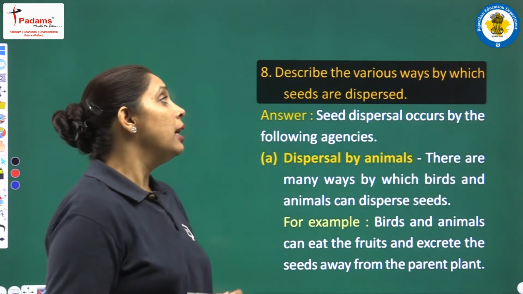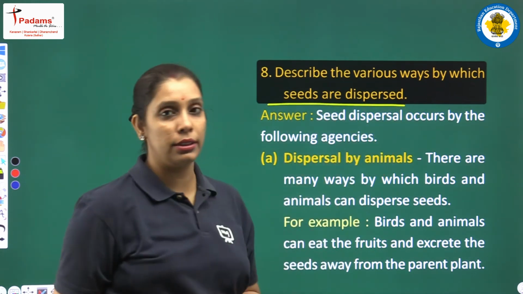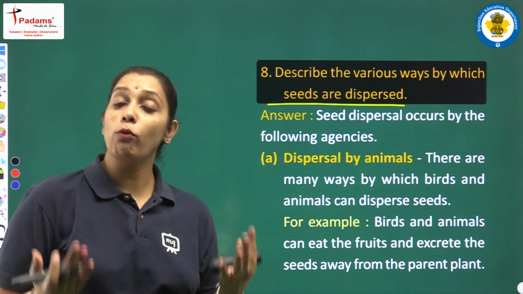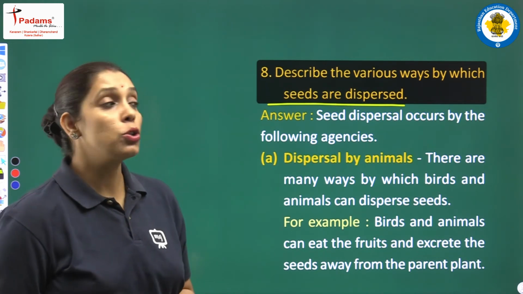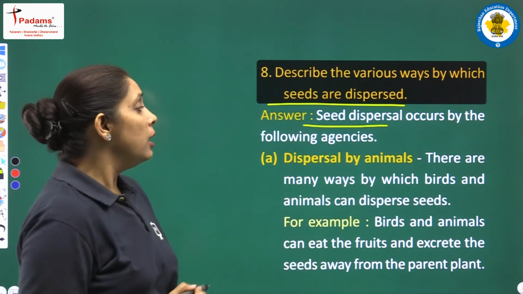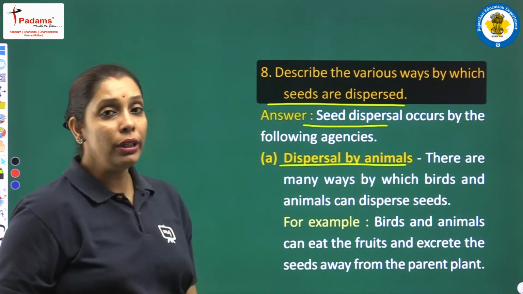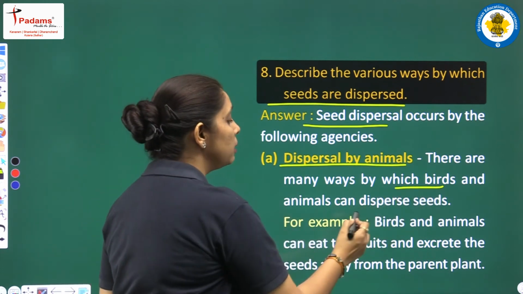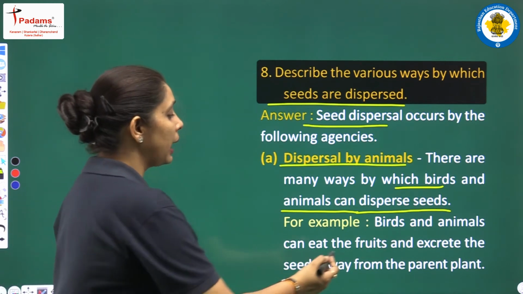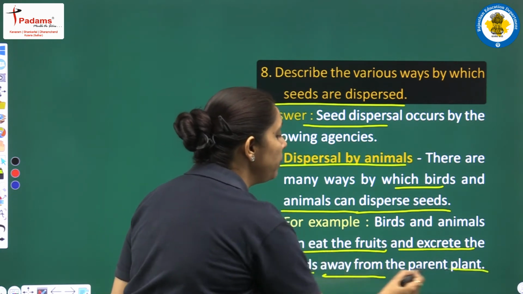And next question is, describe the various ways by which seeds are dispersed. There are various methods: by wind, by animals, by water, by explosion. Okay, so here we will write, seed dispersal occurs by the following agencies. Dispersal by animal, first one. There are many ways by which birds and animals can disperse seed. For example, birds and animals can eat fruits and excrete the seeds away from the parent plant.